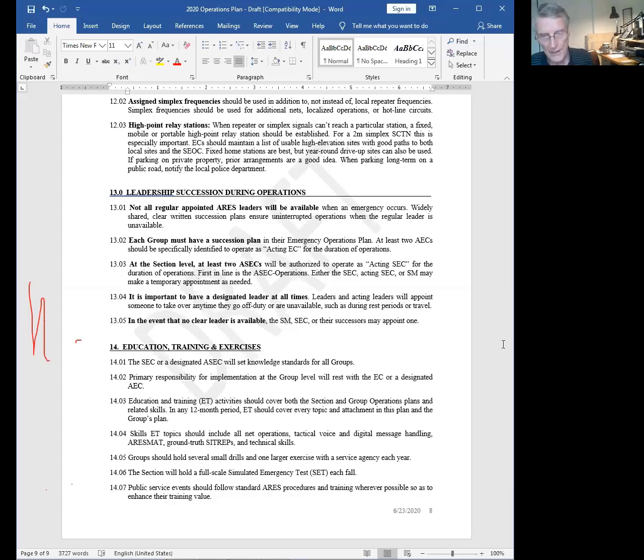And the reason for that, of course, is ARES MAT. There's two levels to interoperability. One is the mechanical side. We all have the same radios, same modes, and same frequencies. The other side is the operations. We all have to do the same things in the same way. Otherwise, we can't help each other. In fact, we may not be able to talk to each other.